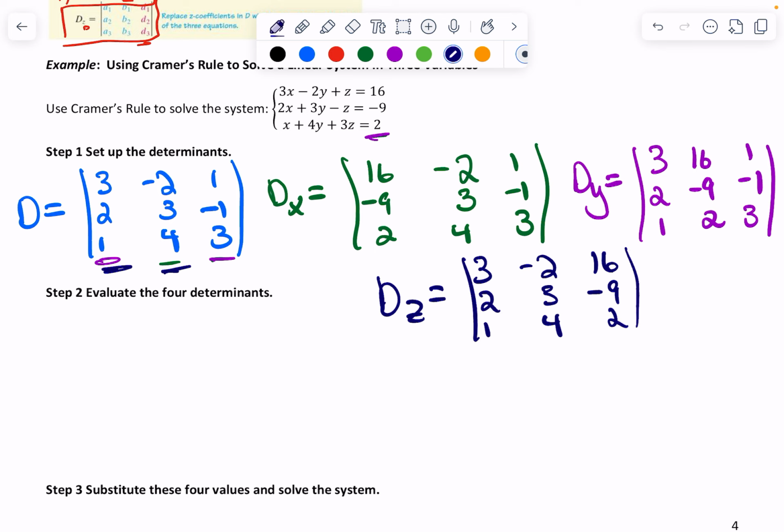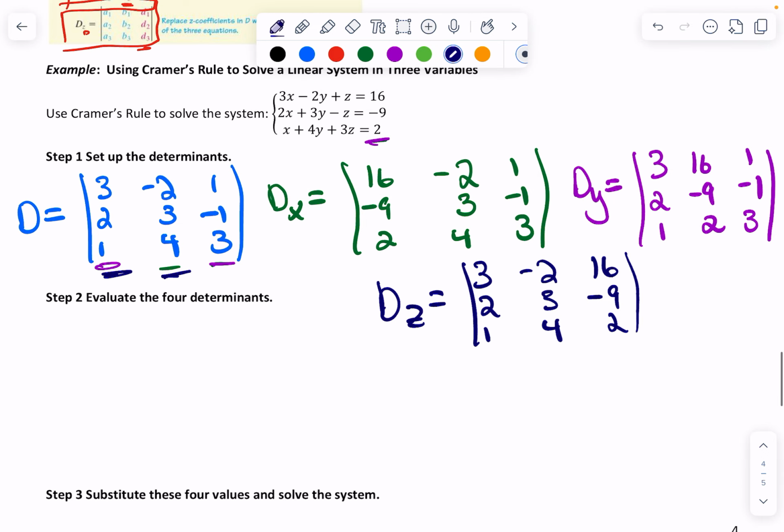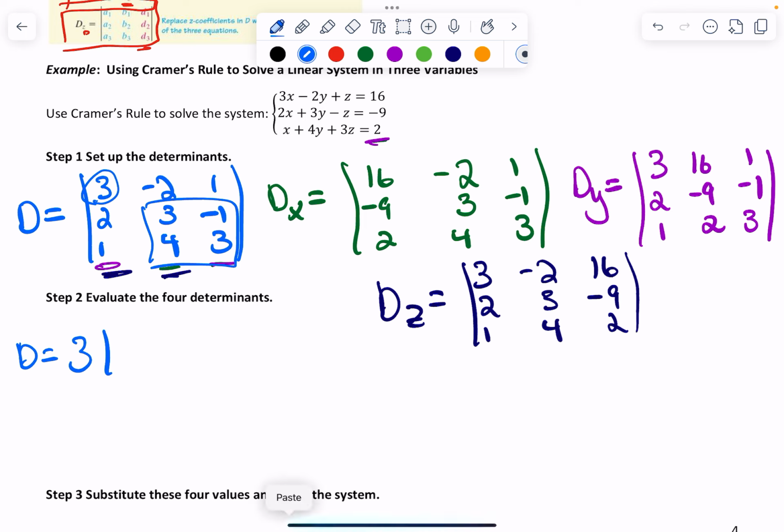Okay, step 2 is going to be evaluating the four determinants. And then we're going to substitute these four values and solve the system. So we're going to start with D here. So the same thing we did already. We're taking the first element, 3, outside, and then we're setting up a second order determinant with these two. So excluding the row and the column where the 3 is. So 3, 4, negative 1, and 3.